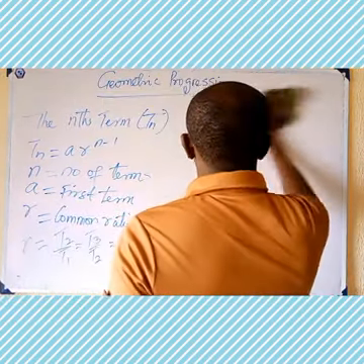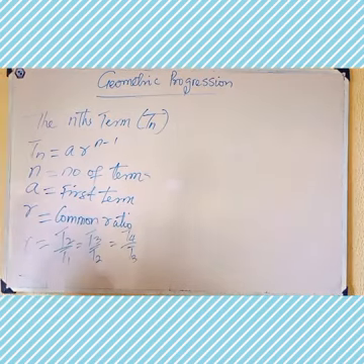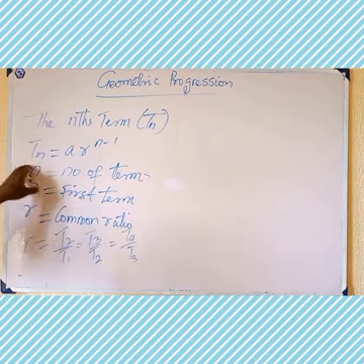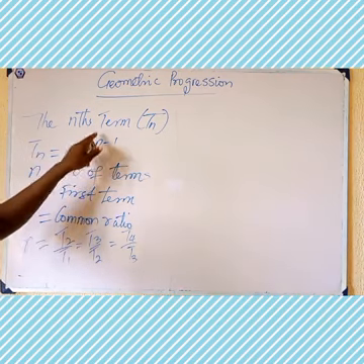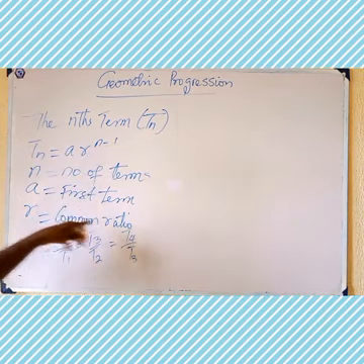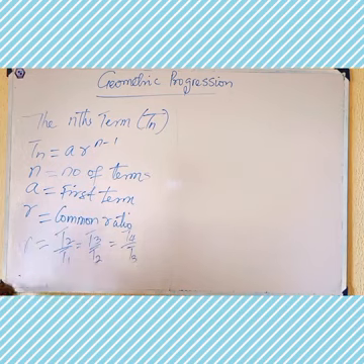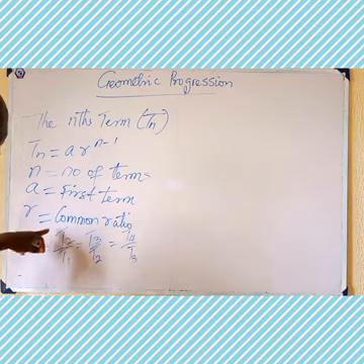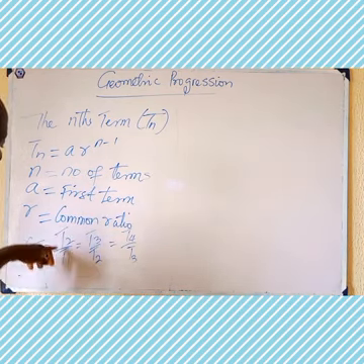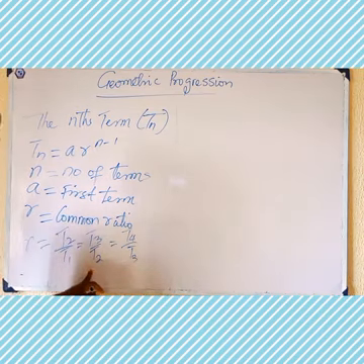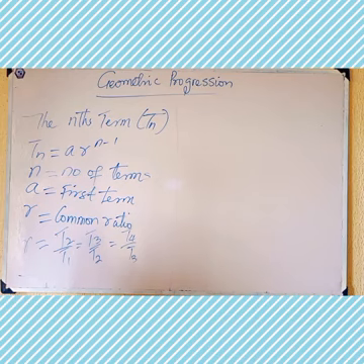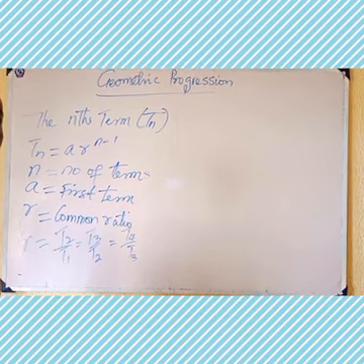We are going to look at our first example. Let's just run through it again. To find the nth term, the formula is ar raised to the power n minus 1, where n represents the number of terms, a the first term, and r the common ratio. You can divide the second term by the first term, or the third term by the second term, or the fourth term divided by what? The third term. Okay, let's go to our next example, example 1 under geometric progression.